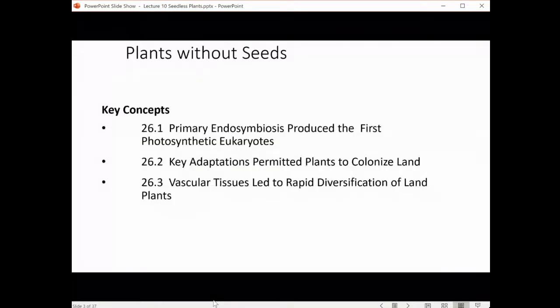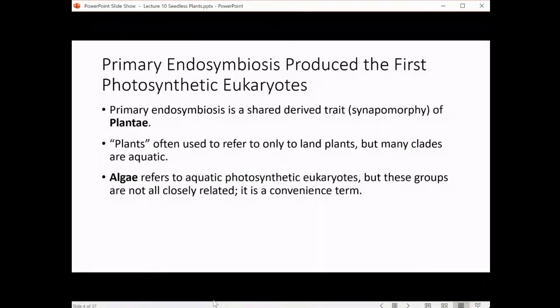So today we're going to be talking about seedless plants. Here are your key concepts. Just three that we're covering for today. Hopefully we can get through the three. Now, we talked a lot last week about endosymbiosis, and that endosymbiosis is what we strongly suspect and have good evidence for being the way that photosynthetic eukaryotes came to be, evolved.